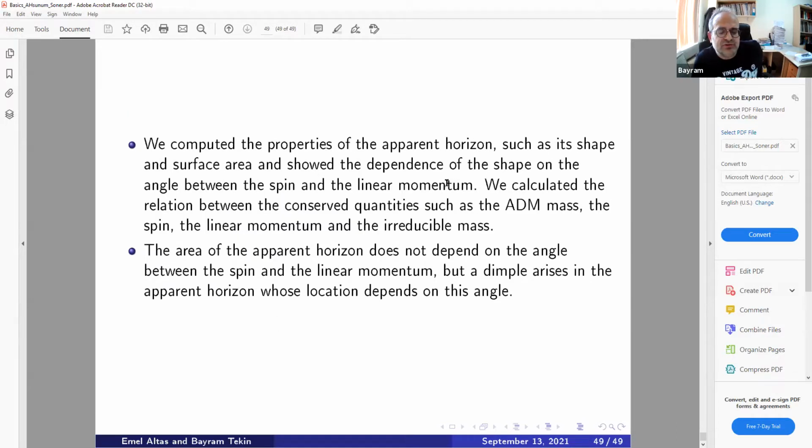Now, we computed the properties of the apparent horizon, such as its shape and the surface area, and showed the dependence of the shape on the angle between the spin and the linear momentum. So the apparent horizon is curved depending on where the total spin and linear momentum are pointing. Remember, the spin and linear momentum do not change. It is the conserved spin and linear momentum of the totality of space-time. And we calculated the relation between the conserved quantities such as the ADM mass, the spin, the linear momentum, and the irreducible mass. The area of the apparent horizon does not depend on the angle between the spin and linear momentum.